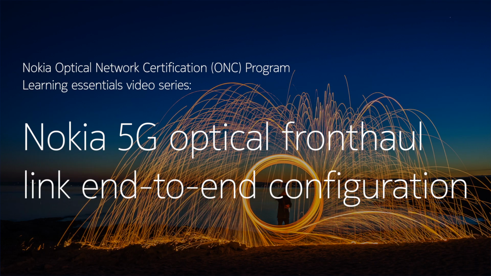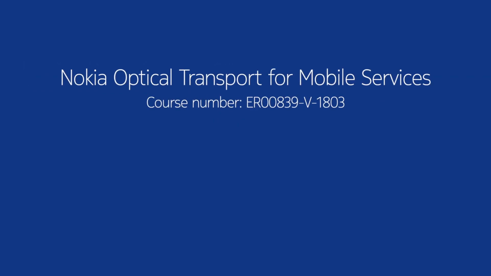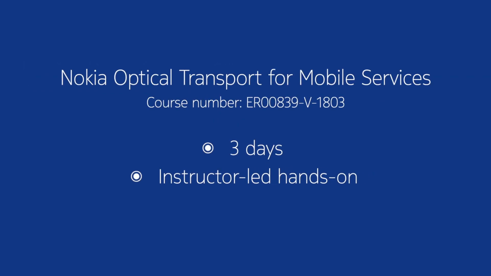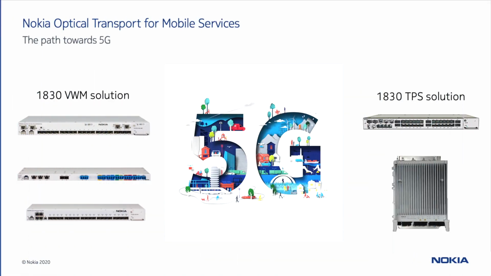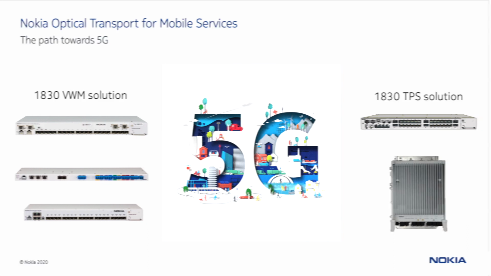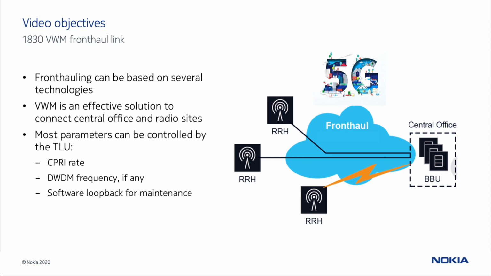Today, we'll look at the Nokia Optical Fronthaul link end-to-end configuration for 5G networks. This video has been created based on the Nokia Optical Transport for Mobile Services course that plays a key role in the Nokia 5G learning curriculum. Optical technologies and architectures based on the 1830 Versatile WDM Module, or VWM, are proposed for Fronthaul to meet 5G requirements along with the time-sensitive packet switch, or TPS. The 1830 VWM solution is an effective way to establish Fronthaul links connecting the central office with the radio sites.